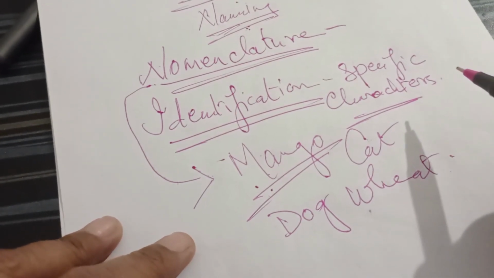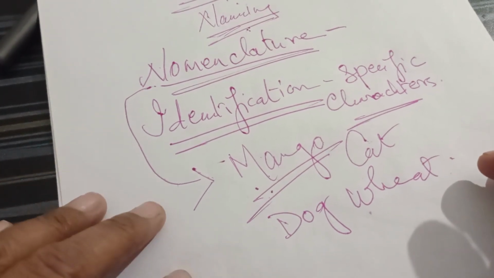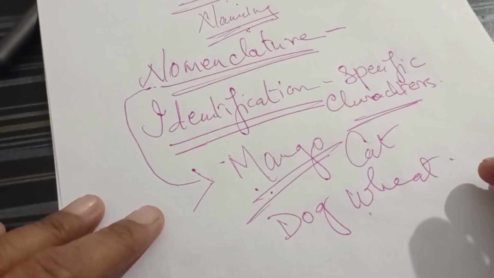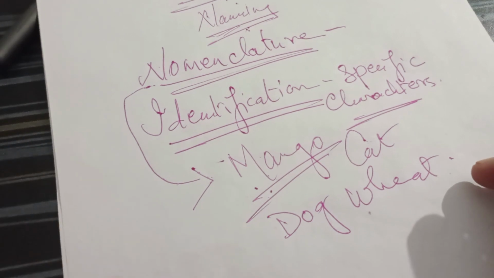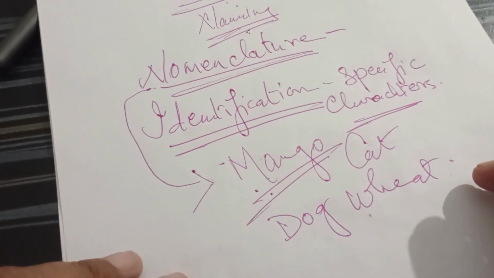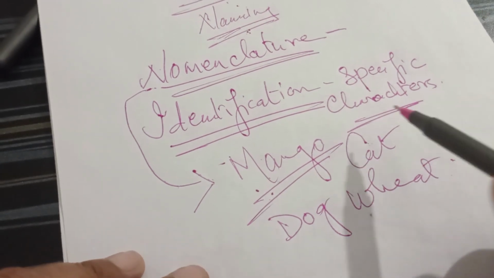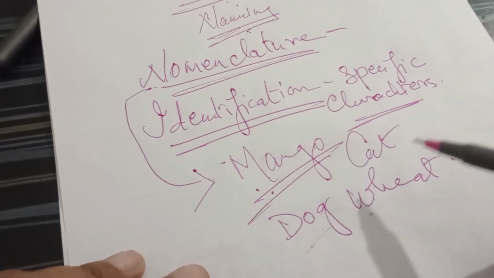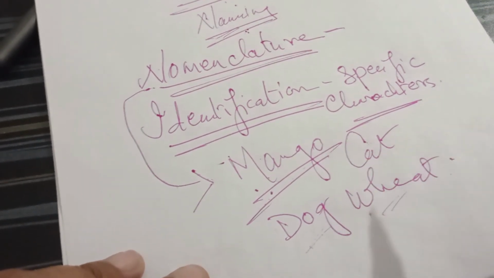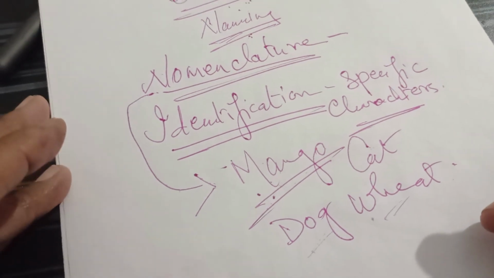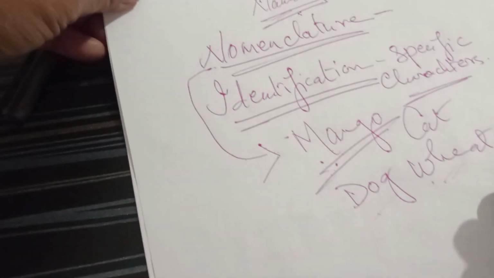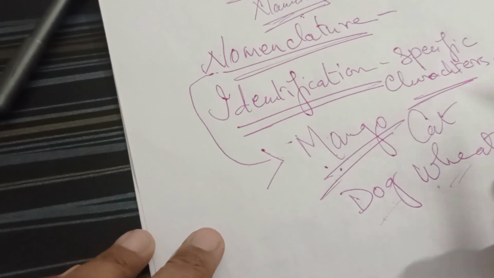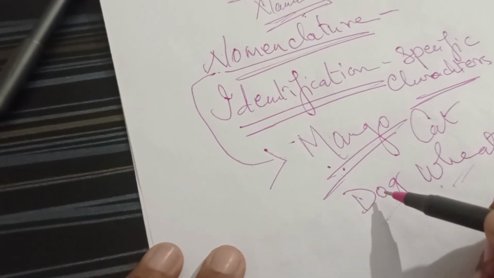People also know these names. But what about various other languages used in France, in French, in Spanish, in Latin, and even in various regions of a country where different languages are spoken? One cannot identify what is a mango, what is a dog, what is a cat, what is a wheat, like that. So, for the ease of all the people, so that they can recognize a living organism commonly, what happens?